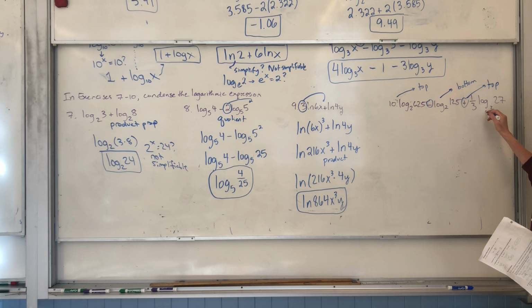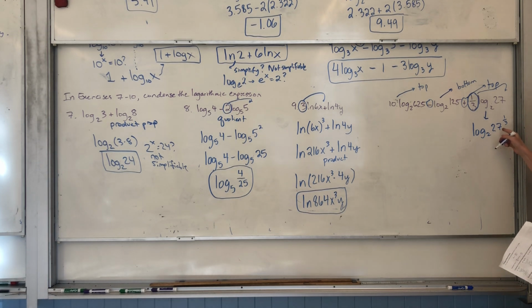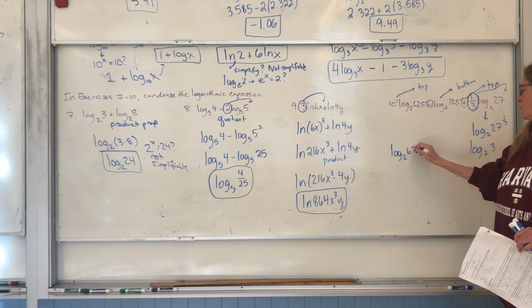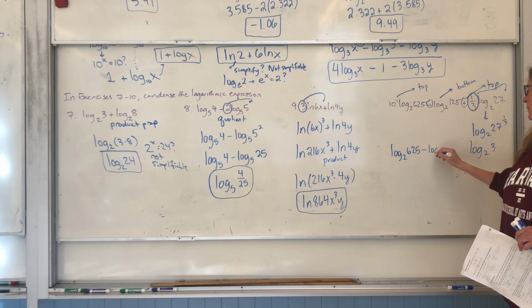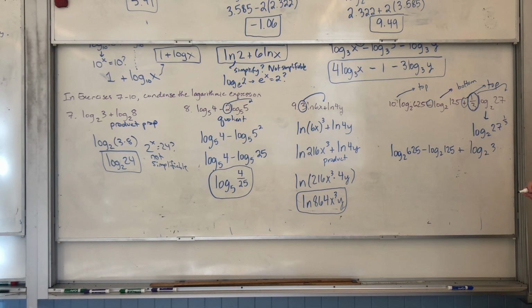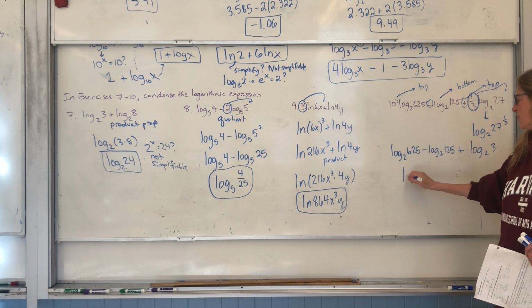But before that, I have to deal with this 1/3. I have to bring that up here, right? And I have to say log base 2 of 27 to the 1/3. Well, 27 to the 1/3 is 3. So what I've got here now is log base 2, 625 minus log base 2, 125 plus log base 2 of 3. So I want a single log.